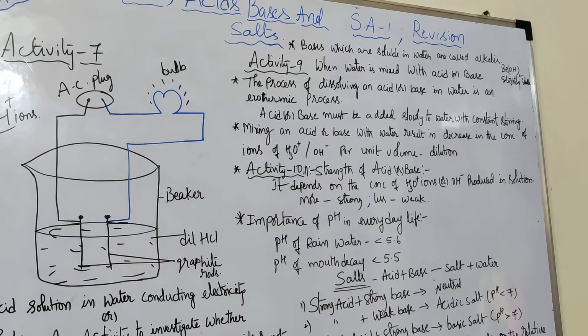First you take dilute hydrochloric acid solution in the beaker and find out whether the bulb is glowing or not. If the bulb glows, it means the solution contains H plus ions, because HCl dissociates, or splits, into ions. HCl splits into H plus and Cl minus. When a solution contains H plus ions, it is an acid or acidic solution. So HCl is an acid.